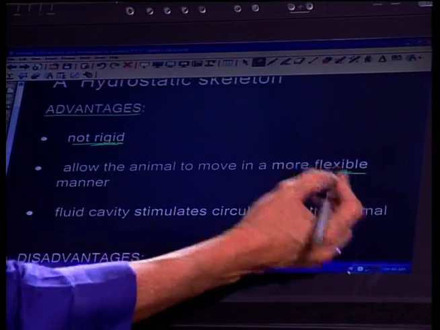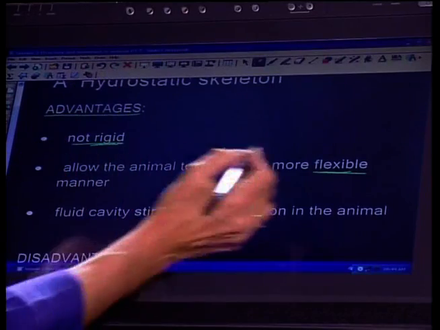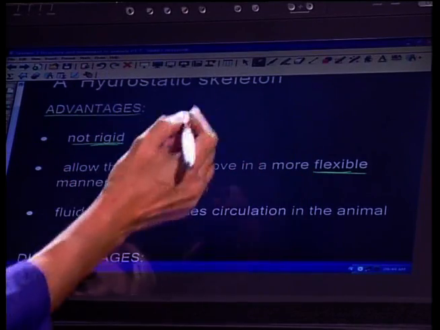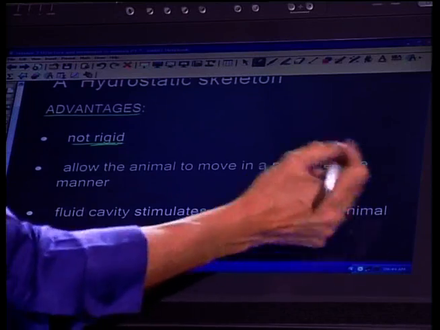It's very flexible. I mean, if you take your internal skeleton arm and I try and bend my arm, the bone doesn't bend. So it's not very flexible. If we are flexible as people, we are flexible because our muscles can stretch, or we are double jointed or something. But here, this little animal with its hydrostatic skeleton, it's not rigid, so therefore it is able to be flexible.